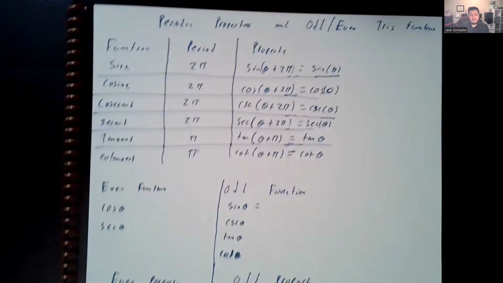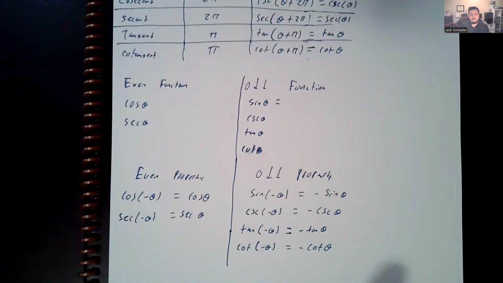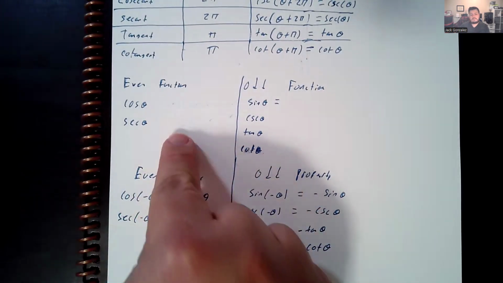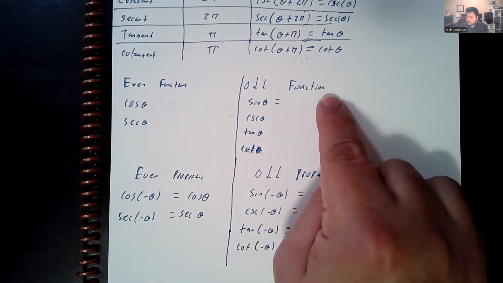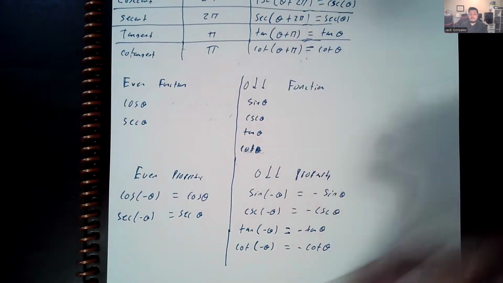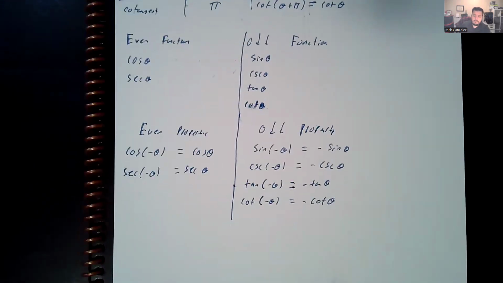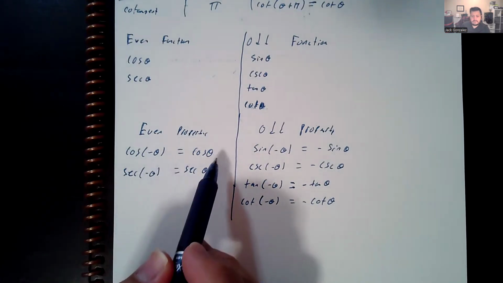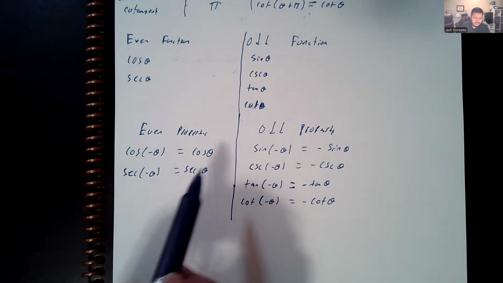Okay. Also, the even and odd functions. There's only one even, which is cosine and its reciprocal secant. Odd are the other 4. And if you remember, the even property means that if you plug in a negative, that's the same as plugging in the positive version of that number, or in this case, angle.